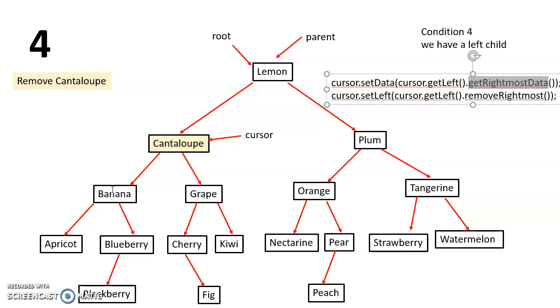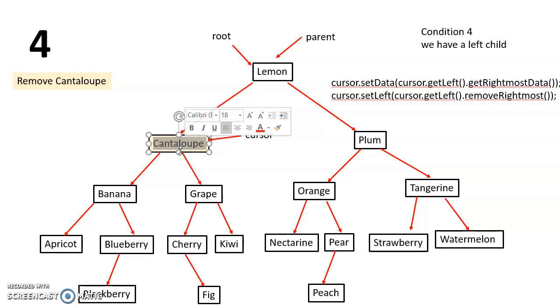Well, since right is not null, we're going to turn to the right-hand side and say, hey, give us the rightmost data. So then we come here, and it's going to say, well, is the right null? Oh, the right is null. Hey, on the rightmost data, it's going to return itself. It'll return its value. So what we want to do is cursor set data. We're going to change the value here to blueberry.